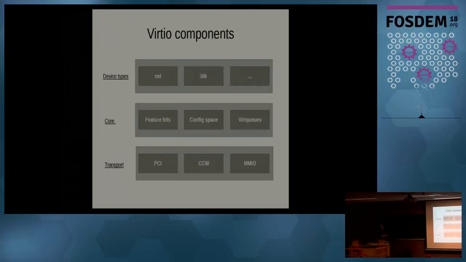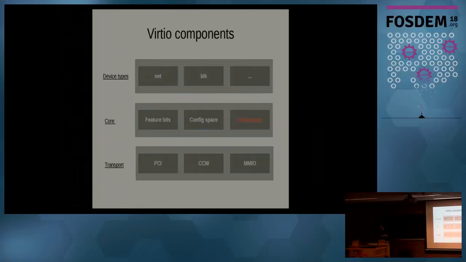Talking about the Virtio architecture, at the top you see the device-specific components. This has everything that's specific to Virtio Net, Block, and so on. At the bottom you have the transport-specific parts. As I said, devices can be PCI devices, they can also be CCW devices, that's for mainframes. But I want to talk about the Virtio part today.